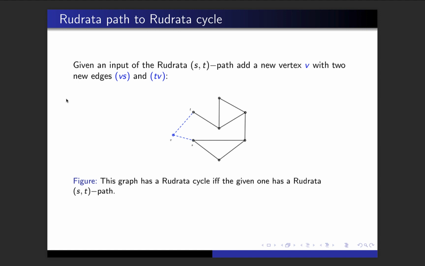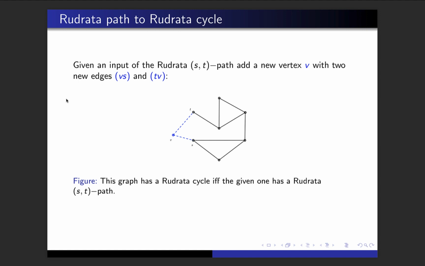Imagine that you're given as an input Rudrata's ST path, and you want to check whether or not there exists a cycle, or to be more precise, you want to reduce the Rudrata ST path problem to the Rudrata cycle problem. Well, here is a simple reduction. You take the input graph and you add a new artificial vertex V, together with two edges, one going from V to S and another one going from V to T.